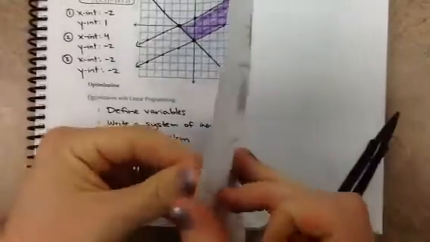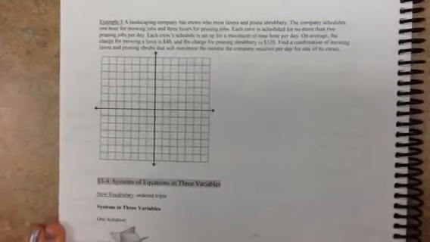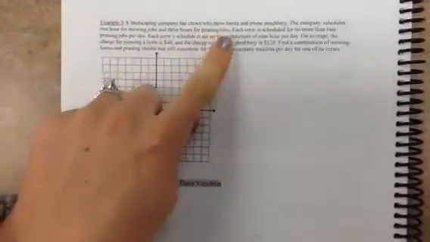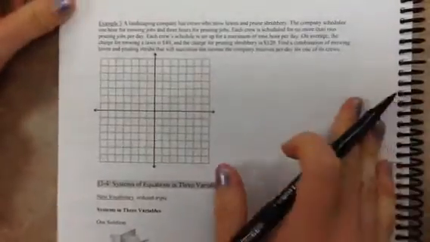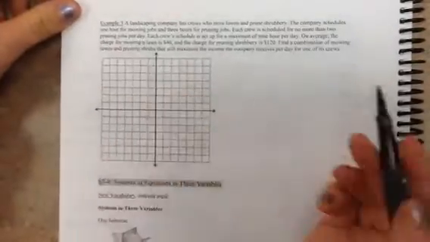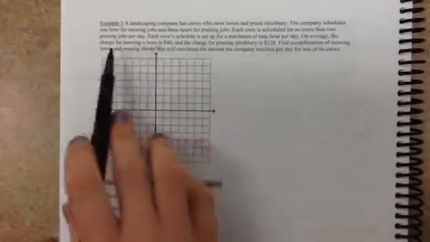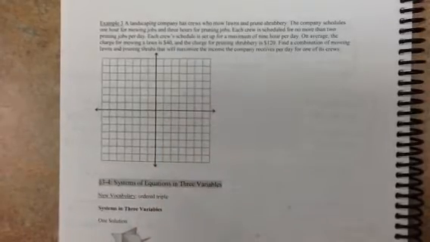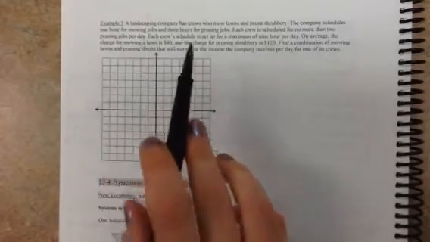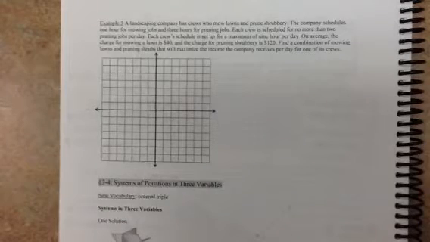So let's walk through exactly what we're doing here. We've got an example on this page. A lot of words, looks like a big paragraph, but we're going to walk through everything. A landscaping company has crews who mow lawns and prune shrubbery. The company schedules 1 hour for mowing, 3 hours for pruning. Each crew is scheduled no more than 2 pruning jobs. Each crew schedule is set for a maximum of 9 hours. On average, $40 to mow a lawn, $120 to prune shrubbery. Find a combination of mowing lawns and pruning shrubs that will maximize the income.